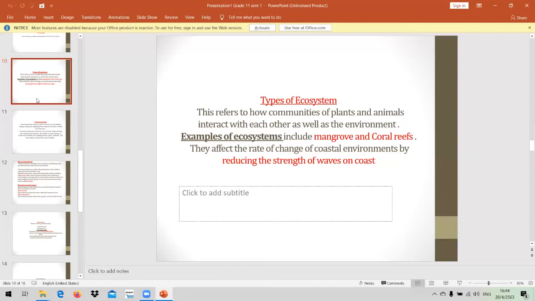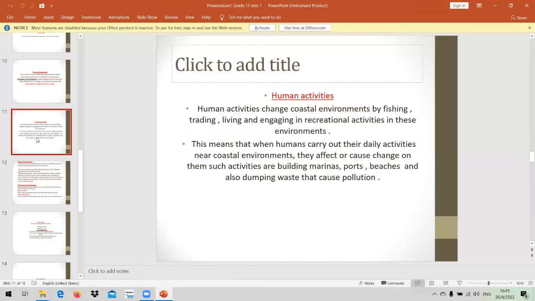So the examples above that we have seen, the coral reefs, how are they important? They are important in that they reduce the strength of waves. The waves will come so heavy, remember I told you waves is the up and downward, okay? So it will come when it's very heavy, but before it reaches the coast, it reduces. So that is because of the mangrove.